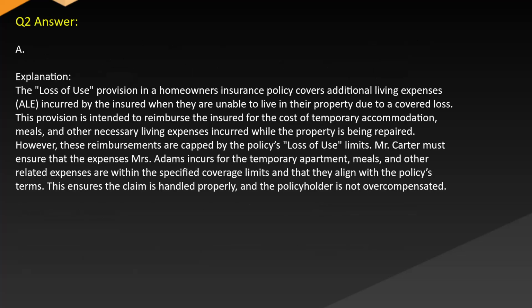Answer. Explanation. The loss of use provision in a homeowner's insurance policy covers additional living expenses incurred by the insured when they are unable to live in their property due to a covered loss. This provision is intended to reimburse the insured for the cost of temporary accommodation, meals, and other necessary living expenses incurred while the property is being repaired. However, these reimbursements are capped by the policy's loss of use limits.